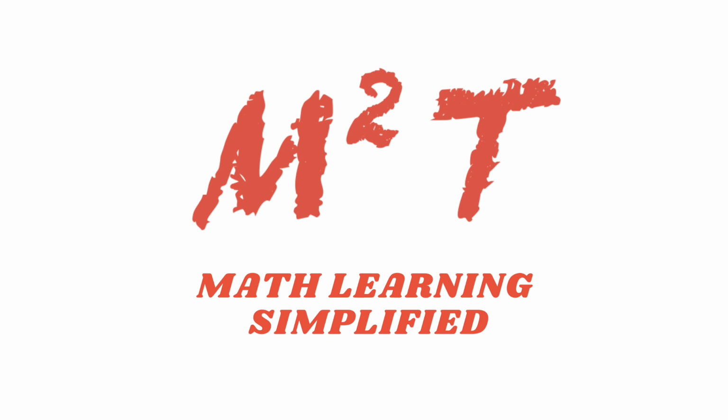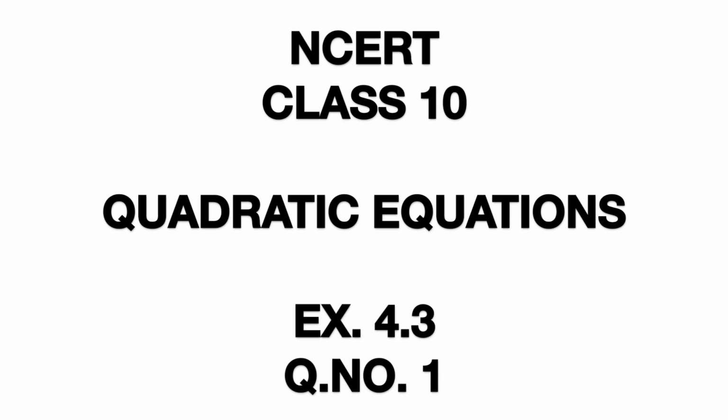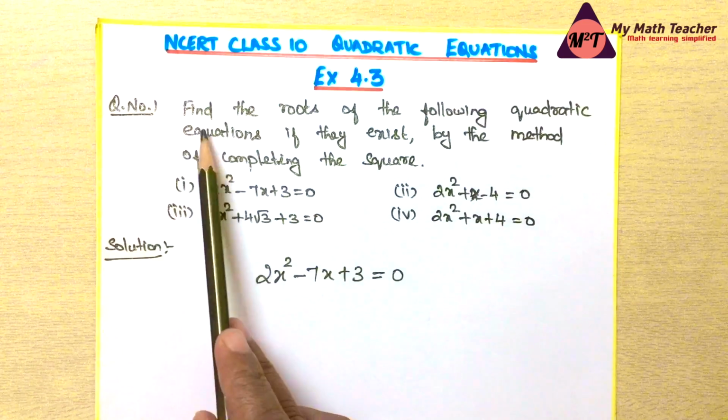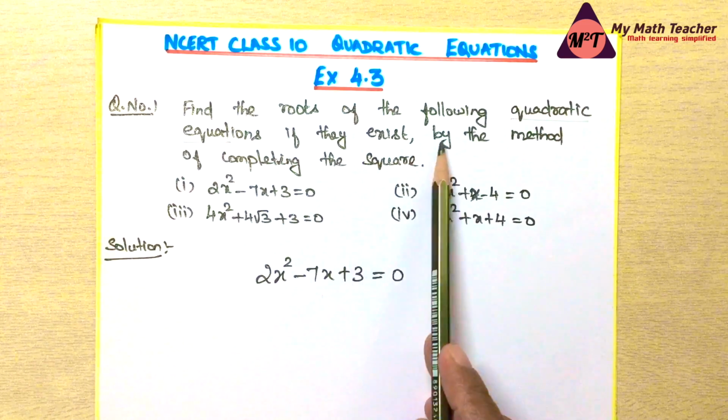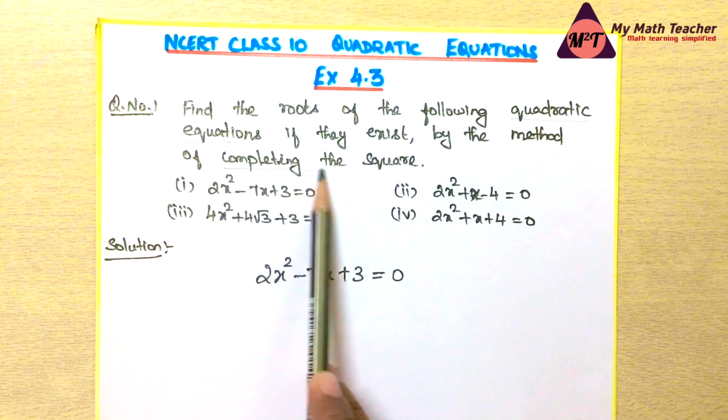In this video, I am going to teach question number 1 from the exercise 4.3. This is for class 10 students from NCERT syllabus. The chapter here is Quadratic Equations. Question is, find the roots of the following quadratic equations if they exist by the method of completing the square.